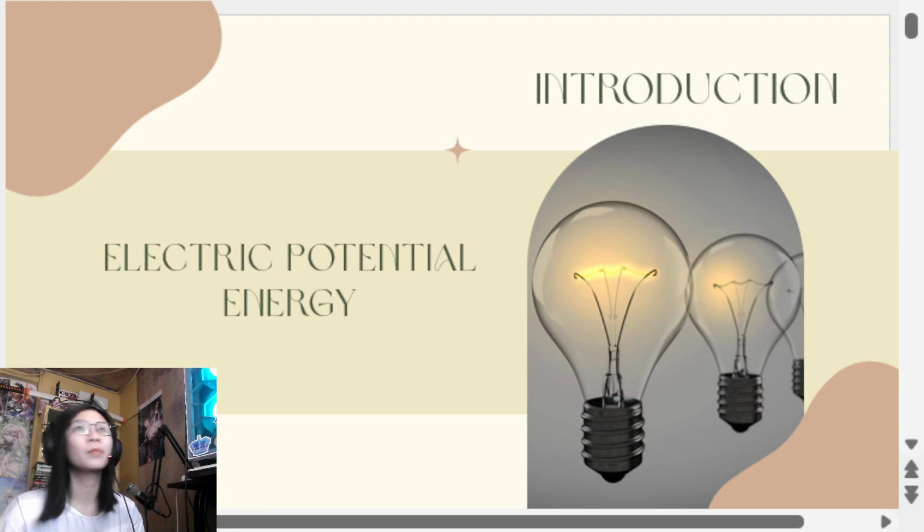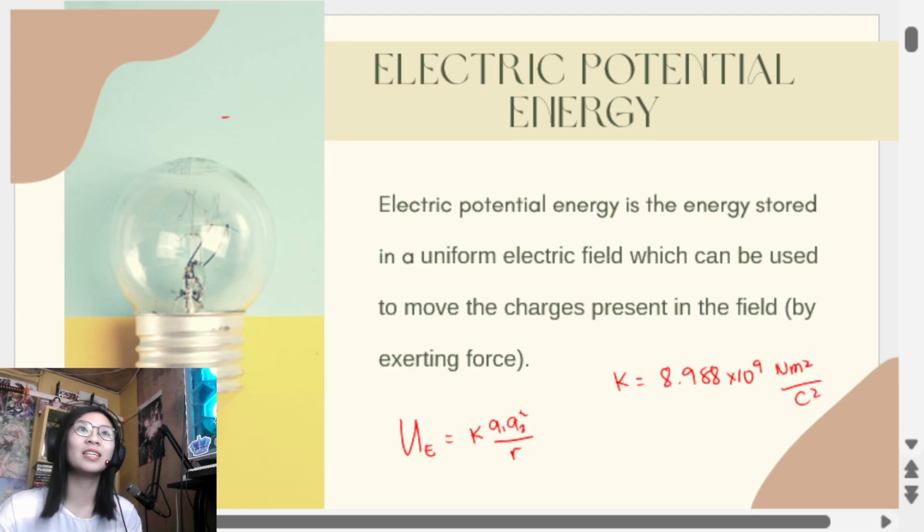Okay, so electric potential energy is the energy that is stored in a uniform electric field. Then you use it to move your charge, because we're talking about charges here, because this is electric energy.